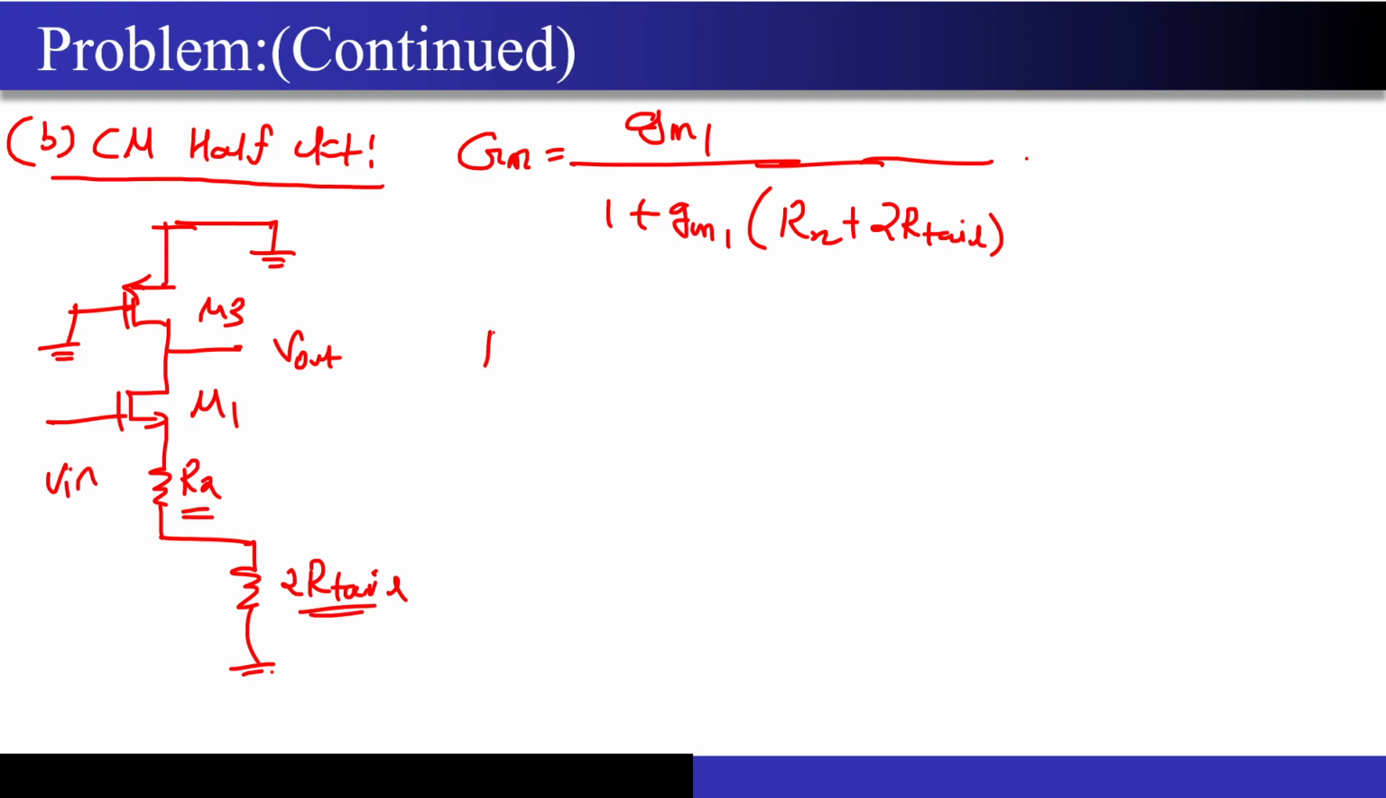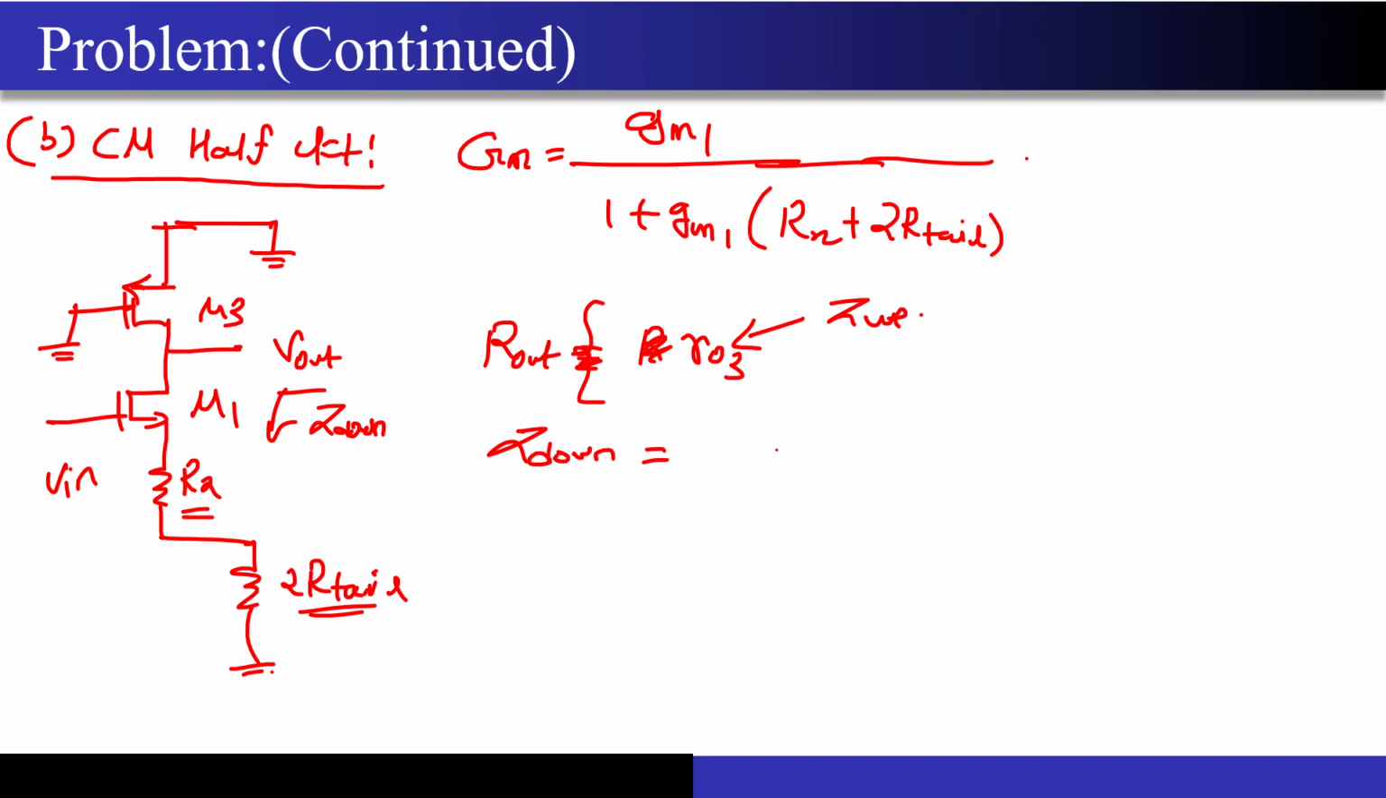Now, once this GM is clear, let's look at the R out, correct? So, on the upside, what do I have? I have RO3, correct? So, let me just write this. First, let's say this is Z up. Similarly, I will be having the Z down as well, correct? The impedance looking down over here. And the Z down will be similar to what we have done in the previous case. It will be GM1 times RO1 times the whatever resistance is there at the source, Rx plus 2 R tail. Correct? And this is approximately.